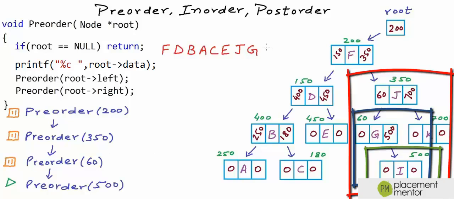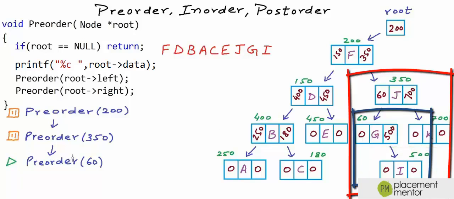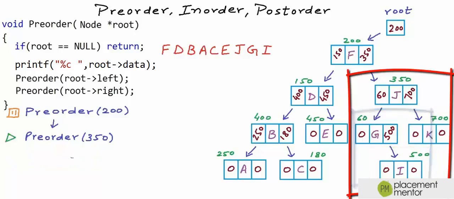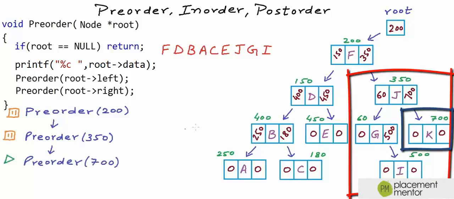Here we will print I, and then we will make two recursive calls passing address 0 every time, because node at 500 is a leaf node with no children. After this guy finishes, preorder 60 will resume. Now this guy will also finish, and preorder 350 will resume, and now we will have a call to preorder 700, which once again is a leaf node. So k, which is data in this node, will be printed, and then we will make two calls passing address 0, which will simply return.